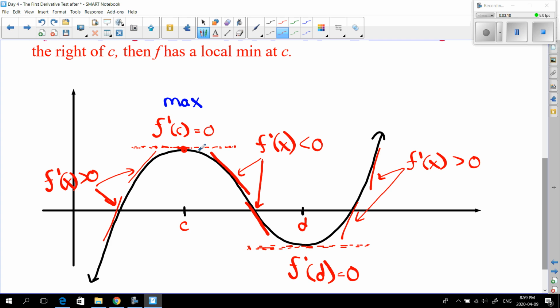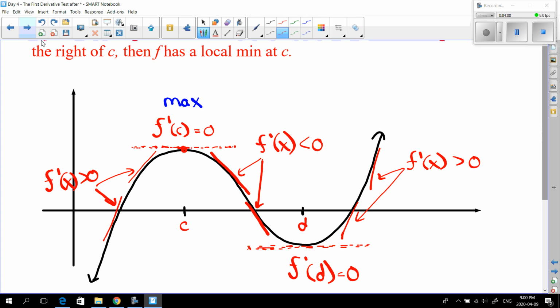And if I move past c to the right of c, you'll notice that my tangent lines all have negative slopes. So f prime x is less than 0. The derivative is negative. That means we know that c gives rise to a maximum because the derivative is positive to the left and negative to the right of c. The opposite is true for this critical value down here, which I labeled d. To the left of d, the tangent lines are negative. To the right of d, the tangent lines are positive. If the derivative goes from negative to positive at d, we have what we call a minimum.